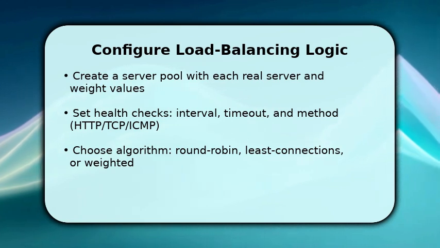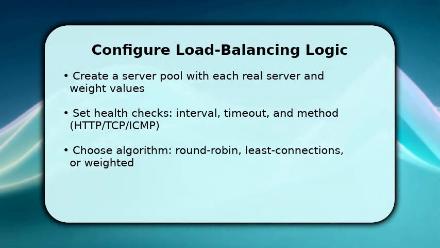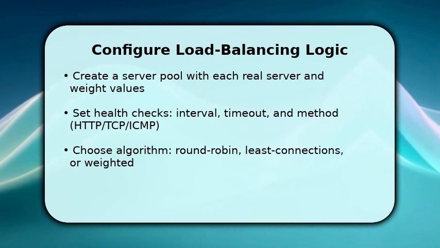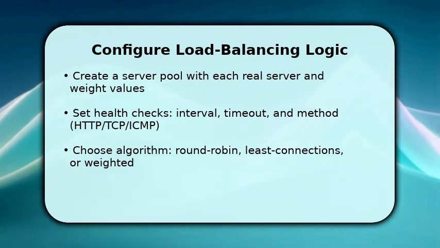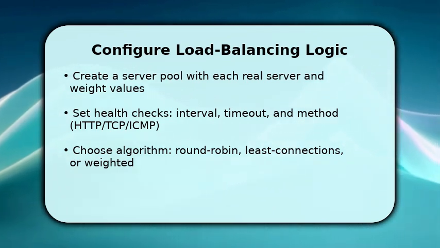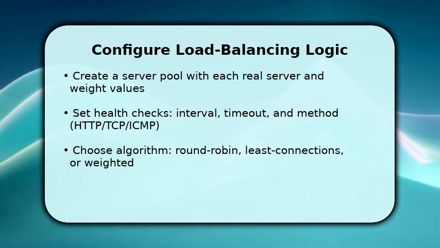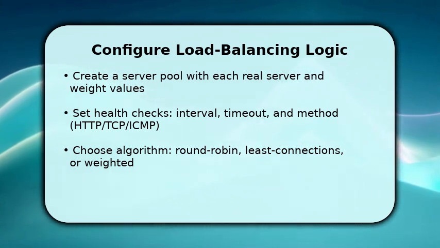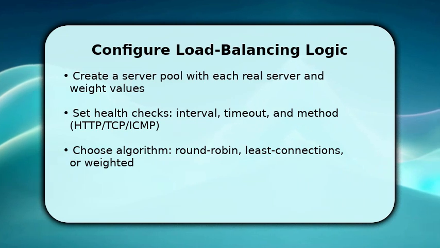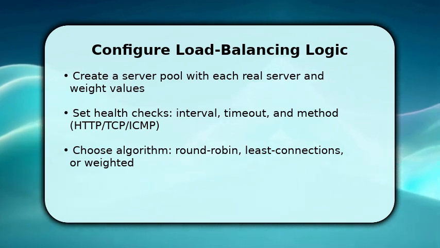Configure health checks with a practical interval and timeout so failed nodes are removed quickly. Pick HTTP for application checks or TCP for simple reachability. Once configured, bind the pool to the VIP or virtual server object so the Fortigate actively forwards and monitors traffic.